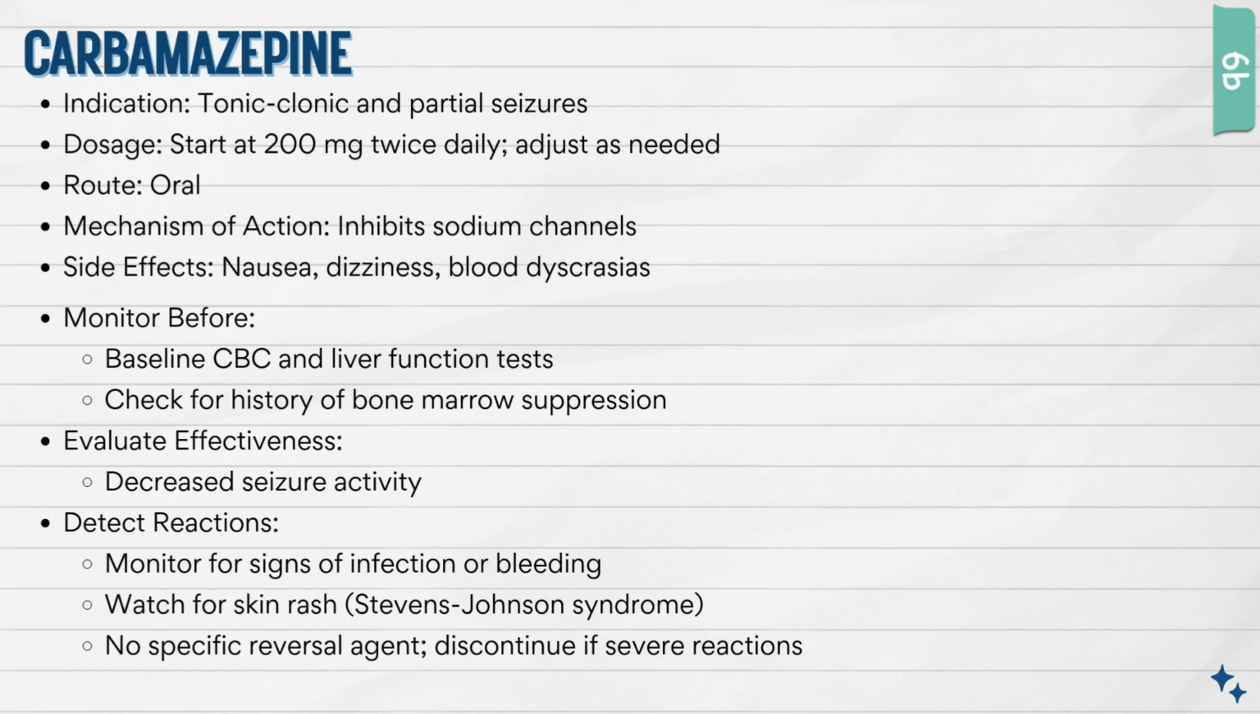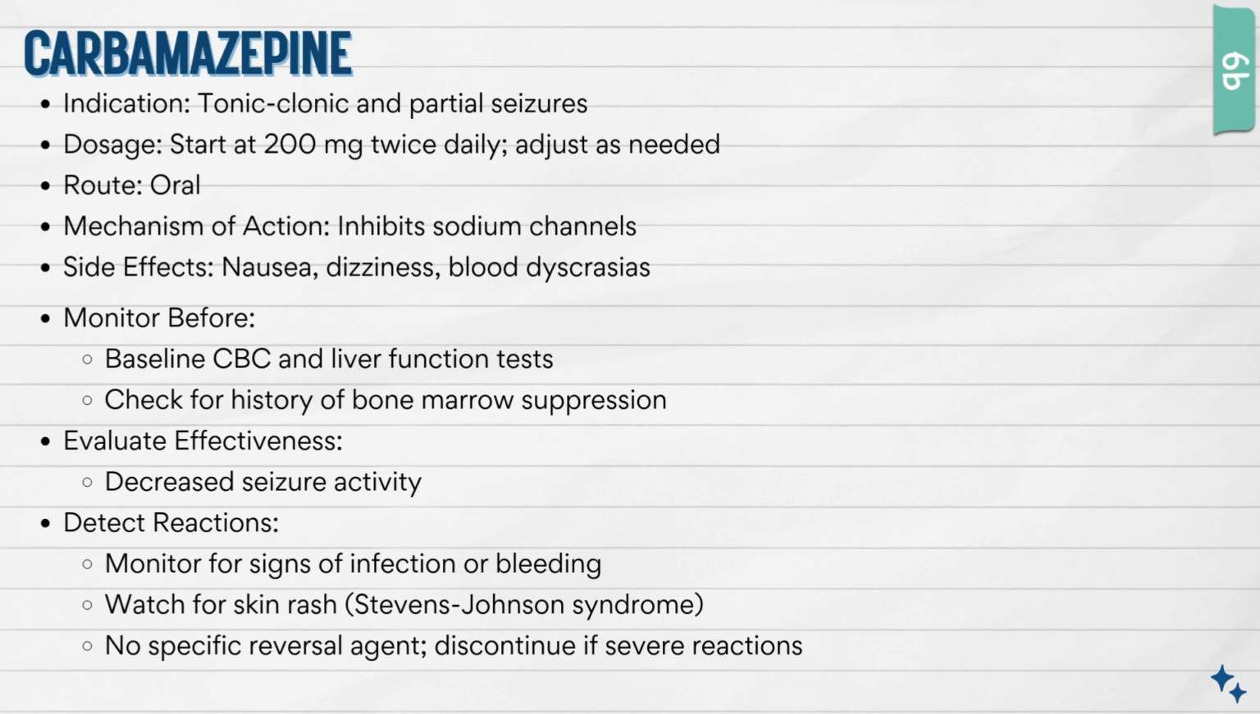So carbamazepine. This is what we use for tonic-clonic and partial seizures. Initial dose, 200 milligrams twice daily. Again, this is oral, kind of like gabapentin. What this does is it inhibits the sodium channels, which can decrease neuronal firing. Same thing, keeps the neurons from firing quickly, okay?